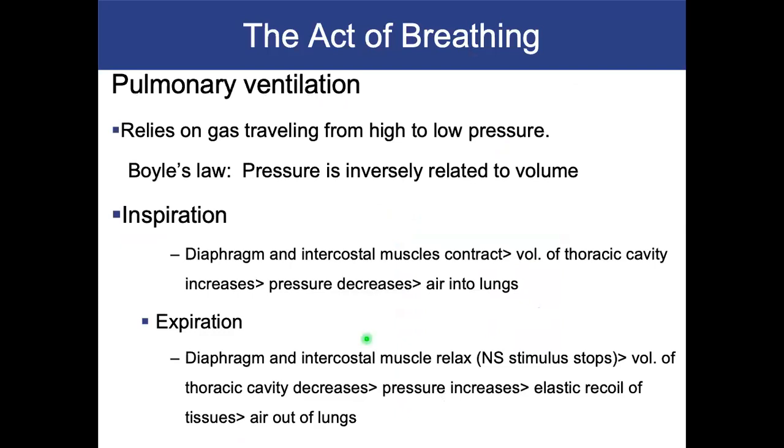Okay. This concludes the anatomy. I'm going to stop here, and then I'm going to pick up with the physiology in a different recording.